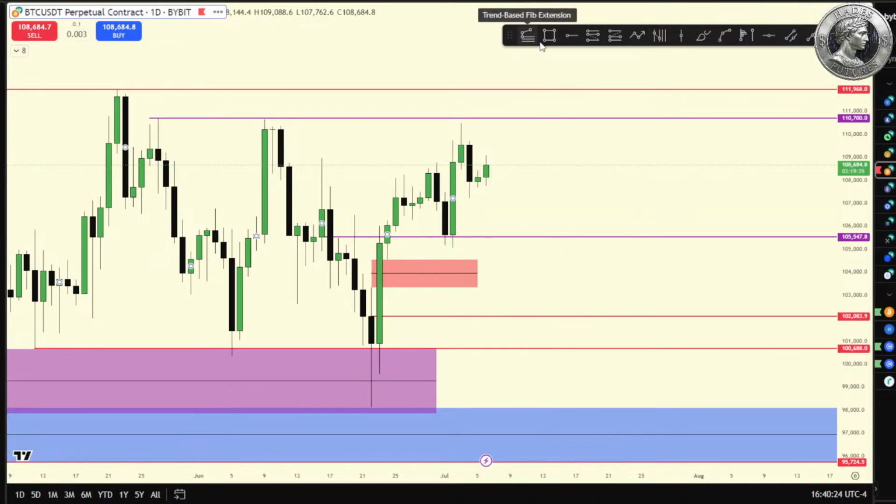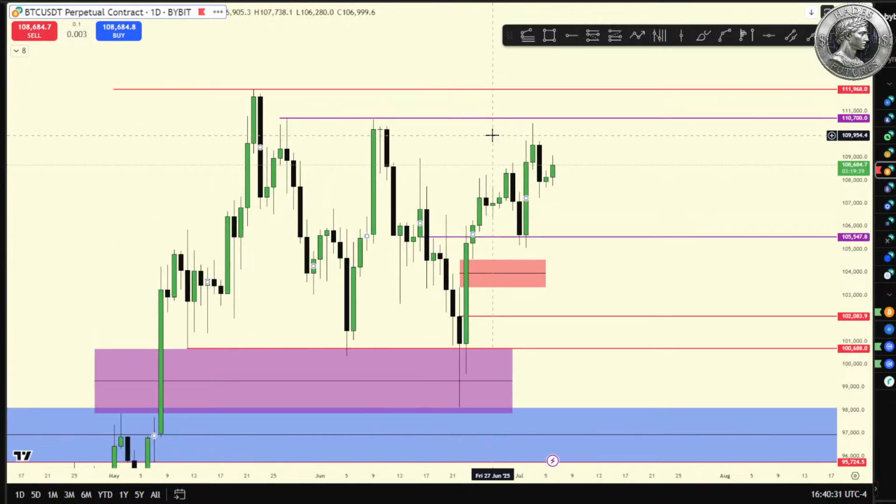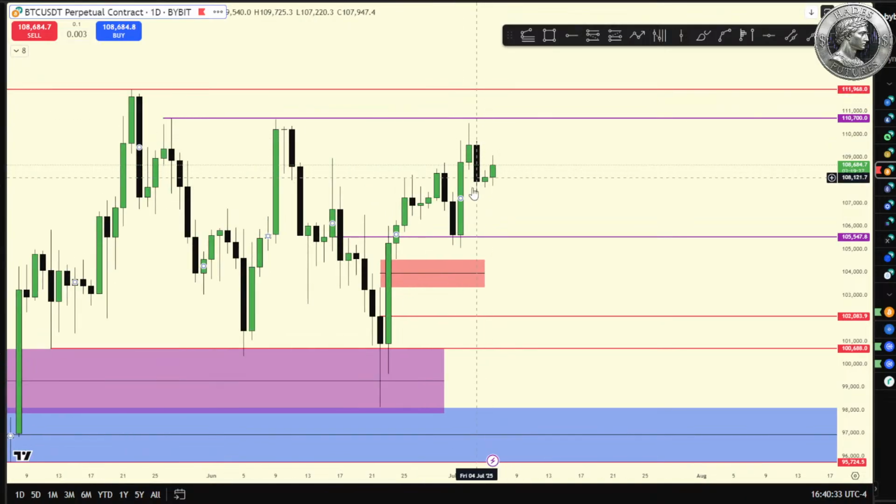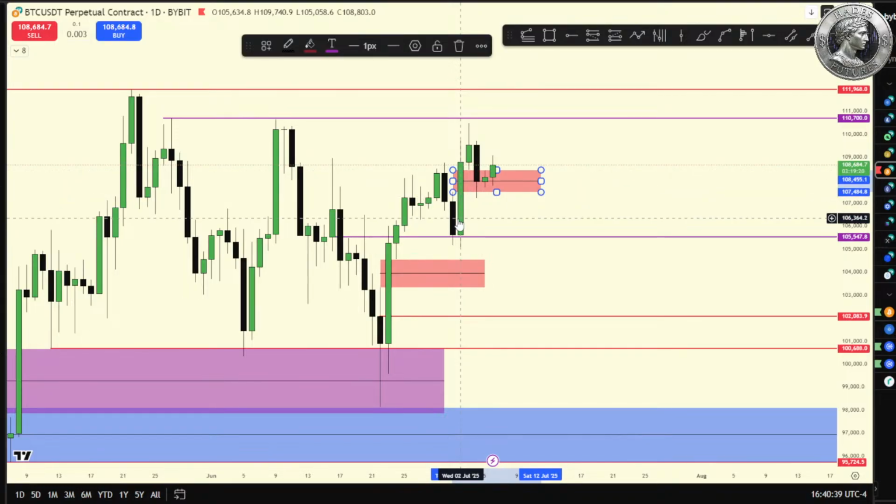But I think this is the original target, 112. And this structure is not bearish at all, actually. You expect something more like this, and you get this. You see, we broke these highs here, we close barely above them. We have it respecting the fair value gap.